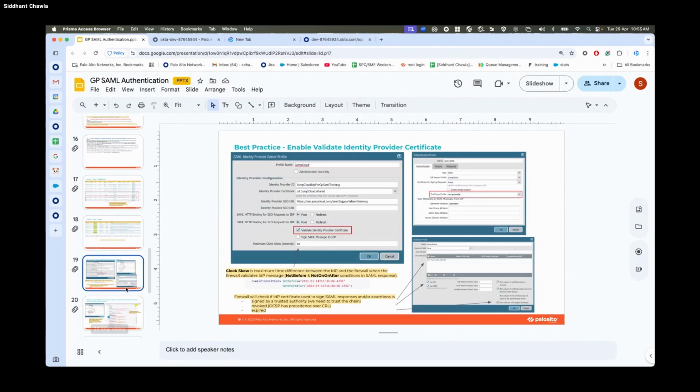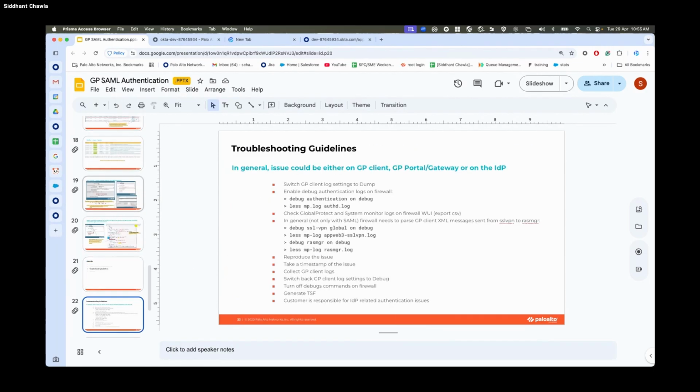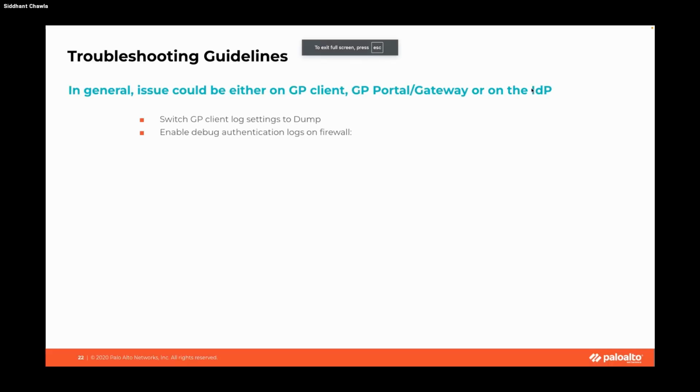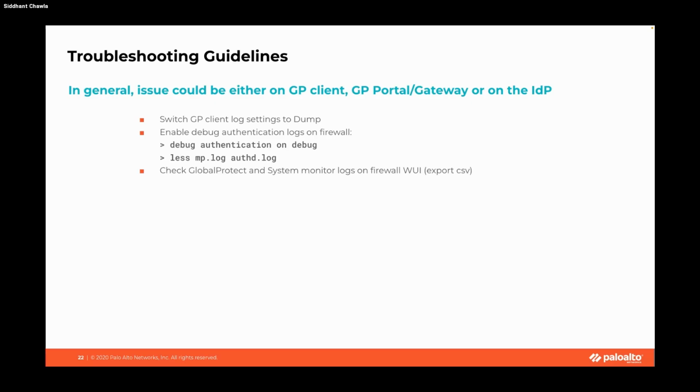We have already discussed best practices. Okay, troubleshooting guidelines. In general, the issue could be either on the GP client, portal, gateway, or on the IDP. As I mentioned, switch client log setting to dump level. Enable debug authentication logs on the firewall. So how to enable? You can run this command: debug authentication on debug.